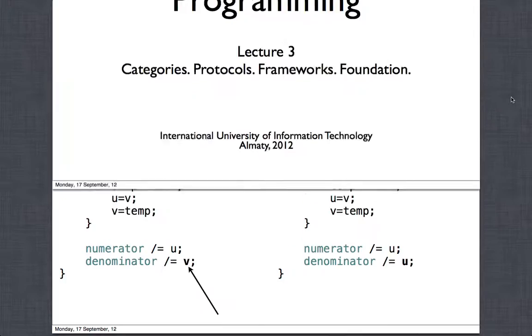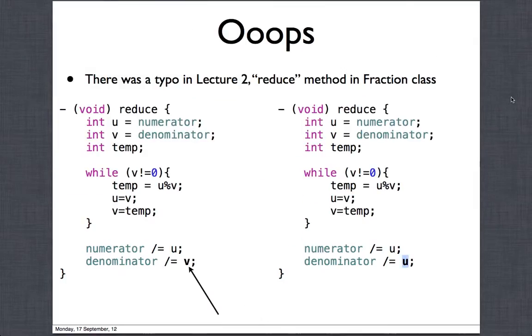Before we start, I have to say this. I am sorry. There was a typo in lecture 2, in our previous lecture. We had a reduce function that was meant to reduce our fraction to the smallest standard view. The last line of that function was dividing the denominator by v, and it of course should be u. It should be the same u as we divide the numerator, because we are dividing both sides until we get to the reduced view. So I'm sorry for that.